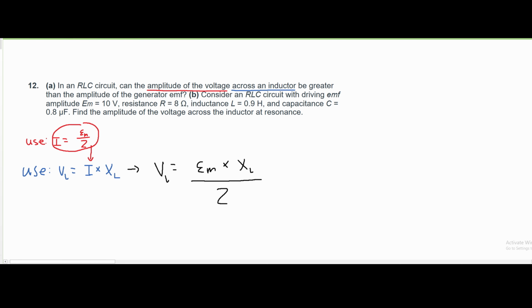And our question is, can the amplitude of the voltage across an inductor be greater than the amplitude of the generator EMF? Well, if our X of L is greater than our Z, or if this top part is greater than our Z, then yes, it will, the inductor voltage will be greater than our EMF. So this is how we solve part A. It is simply yes for the answer.